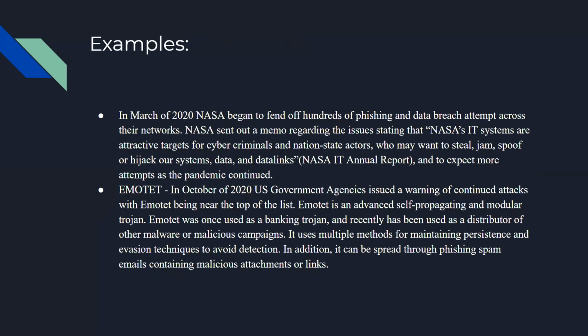Some examples from 2020: in March of 2020, NASA began to fend off hundreds of phishing and data breach attempts across their network. NASA sent out a memo regarding the issue stating that NASA's IT systems are attractive targets for cyber criminals and nation-state actors who may want to steal, jam, spoof, or hijack our systems, data, and data links. This was taken from NASA's IT annual report, and it is expected to be more, and NASA knew and understood to expect more attempts as the pandemic continued.